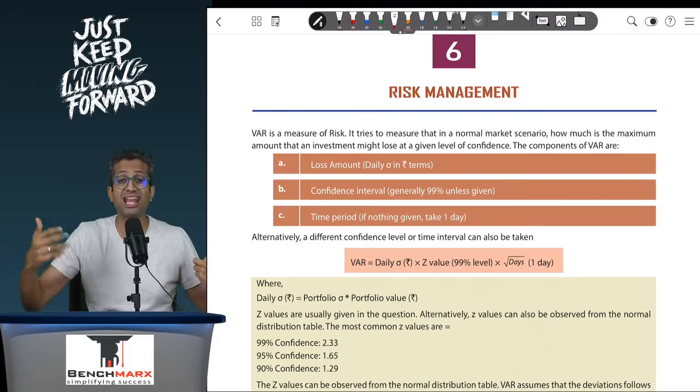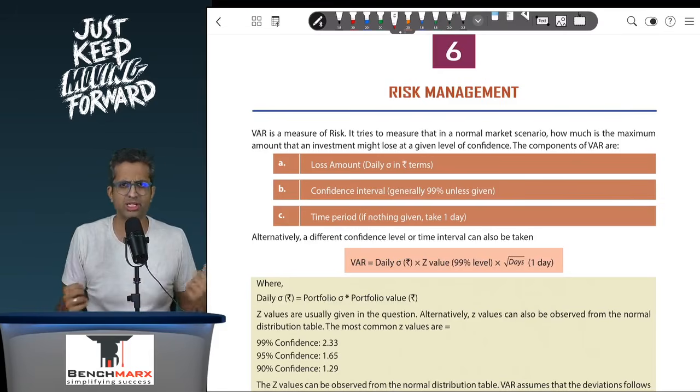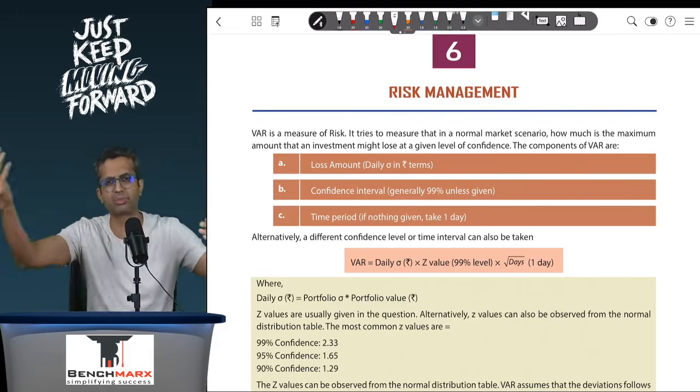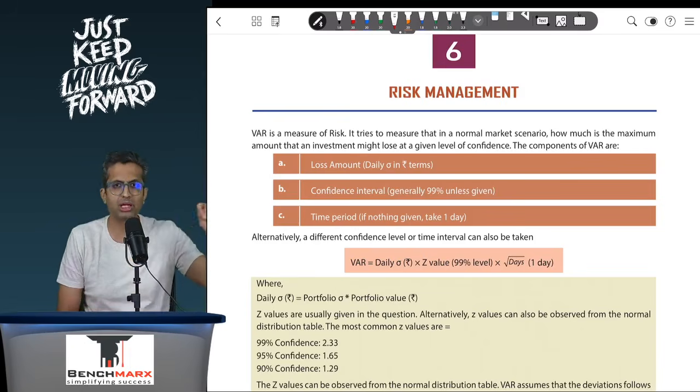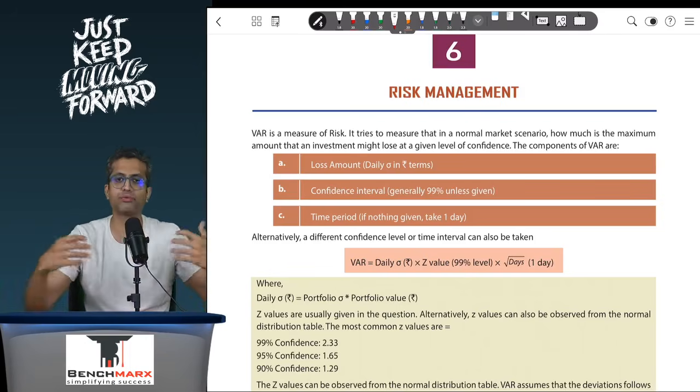So if I want to cover 99% of the observations, what will be my Z value from the normal distribution table? If you look at the table, and if you know how to read the table, which is a separate discussion altogether, then at around 2.33 we will say that 99% of the observations are covered.